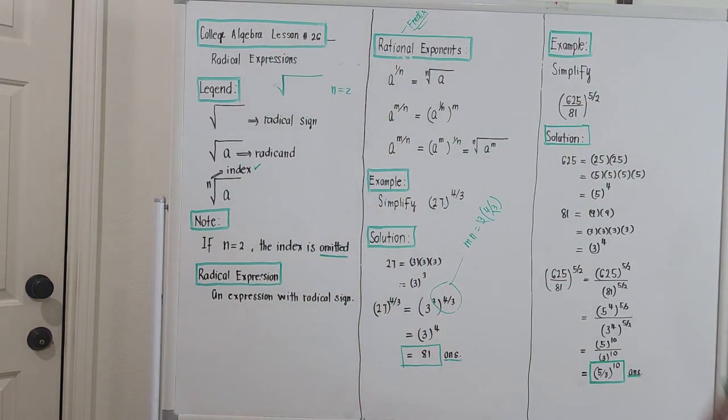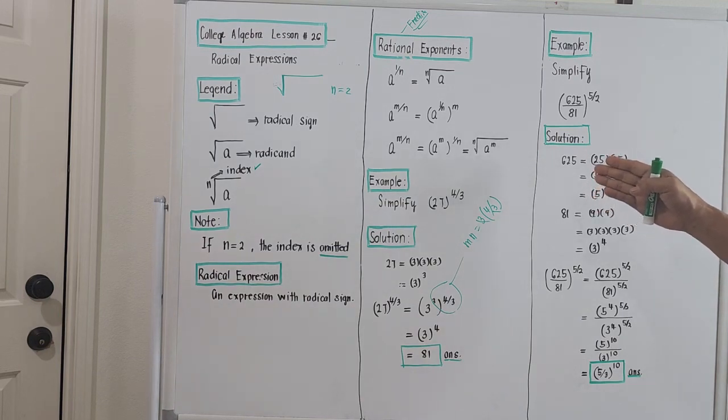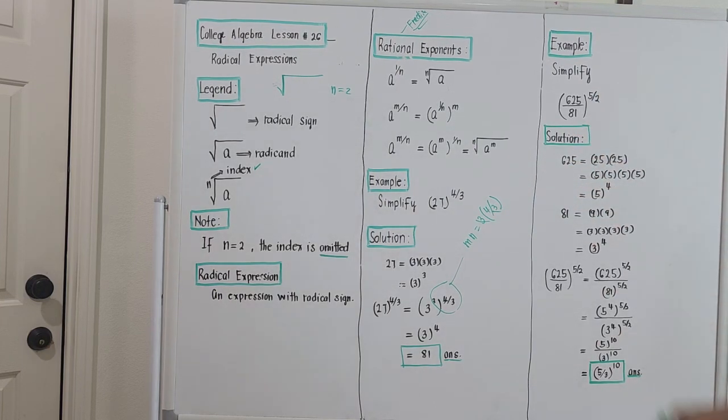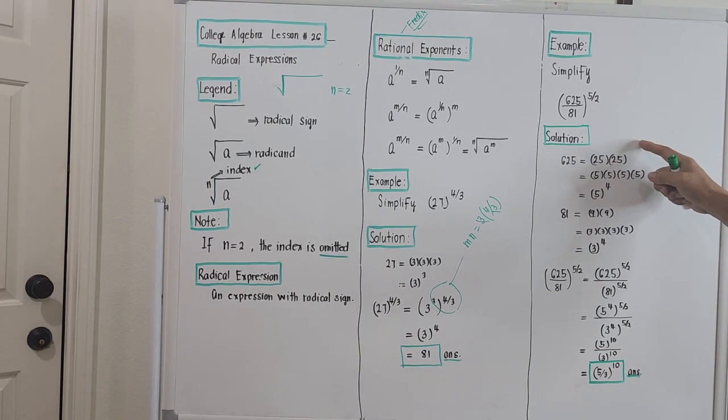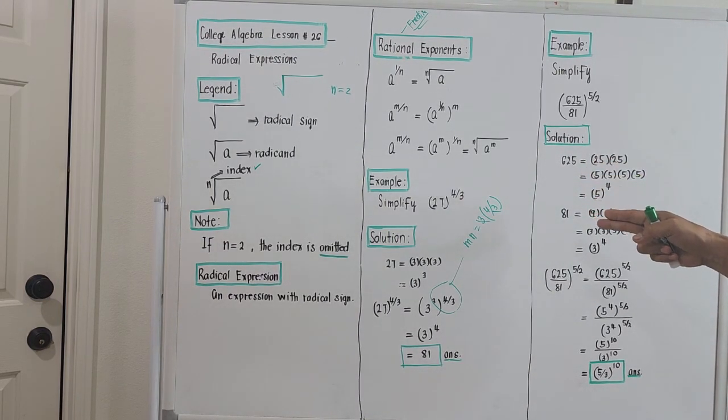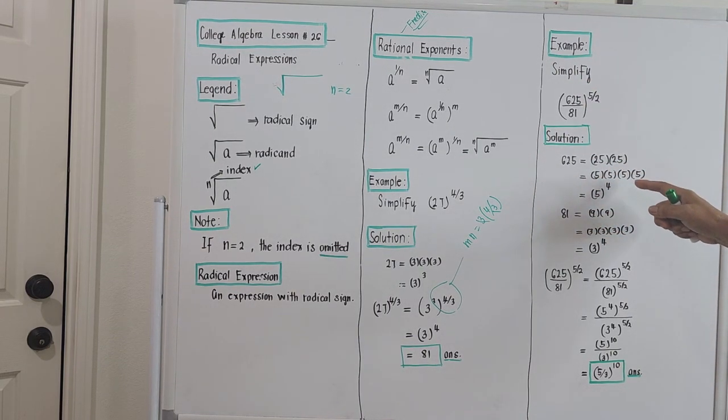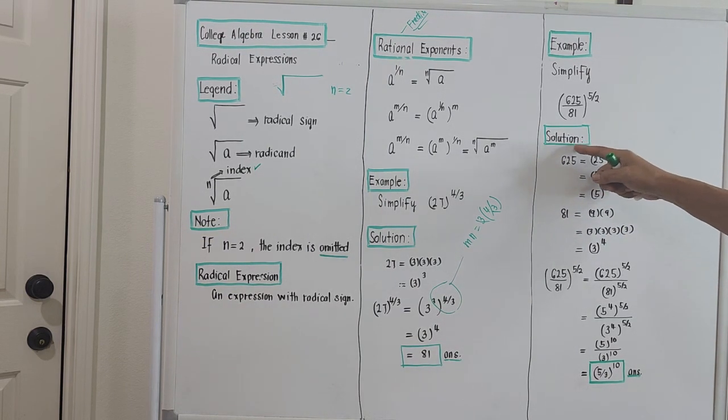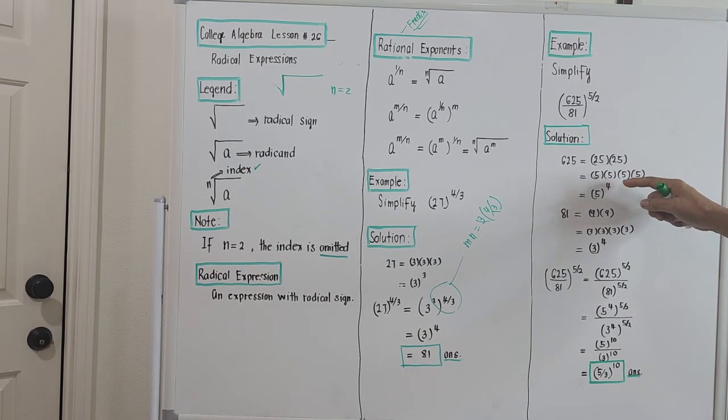So what do we do? We try to take the prime factors first of 625. 625 is actually a perfect square. That is 25 squared, so it will be 25 times 25. And 25 is still a perfect square. It will be 5 times 5, and 5 times 5, or this should be 5 raised to the 4th power. Meaning to say, 625 is actually 5 raised to the 4th power.